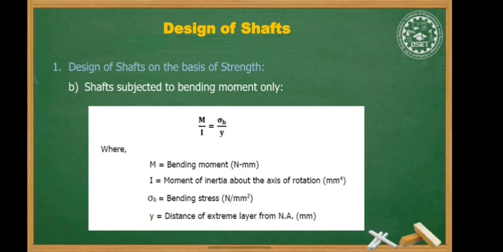The second group is shaft subjected to bending moment only. The reference for this equation is our bending moment equation or flexure formula, which we have already seen in strength of materials, that is M by I equals sigma b by y equals E by R. From that equation we have taken only M by I equals sigma b by y. Here M is the bending moment in Newton mm, I is the moment of inertia about the axis of rotation in mm raised to 4, sigma b is the bending stress in Newton per mm square, and the last one is y, the distance of the layer from the neutral axis.